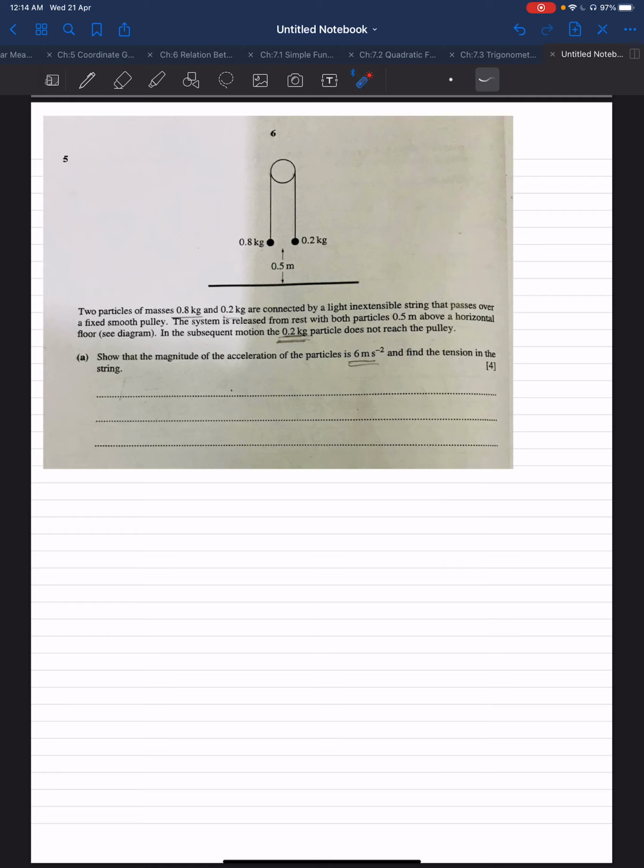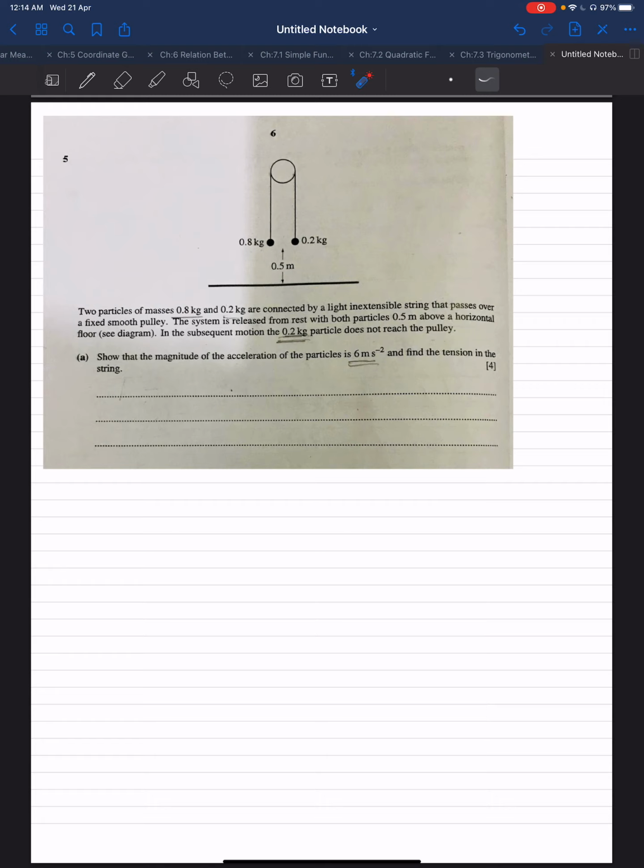See the diagram. In the subsequent motion, the 0.2 kg particle does not reach the pulley. That means it will not hit the pulley, and the motion will not stop until the other particle reaches the ground. The magnitude of the acceleration of the particles is 6 meters per second squared. It's to your benefit that you are given the answer for the acceleration, so you can reach it very easily. Now find the tension in the string.